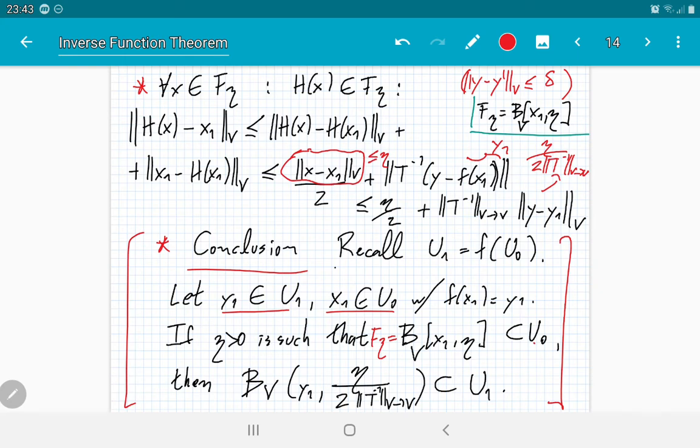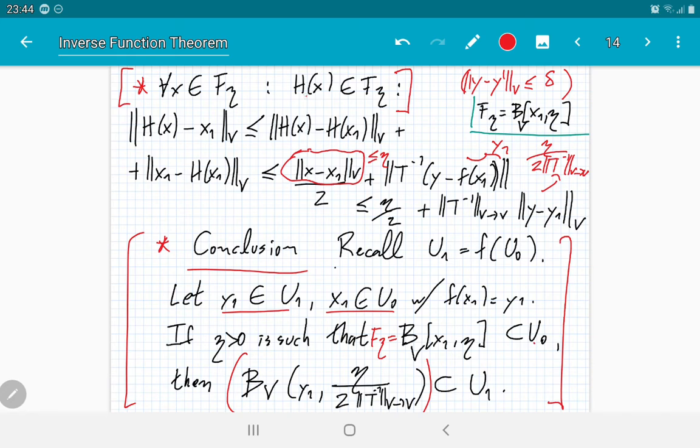And why is that? Remember, I wanted to prove this property, and here's what I've shown, right? So how do I prove this? I need to know that the distance between h of x and x1 is less than or equal to eta. And this is what I have if I restrict to y that lies in this ball. Okay. And now I've shown that this distance is less than eta.